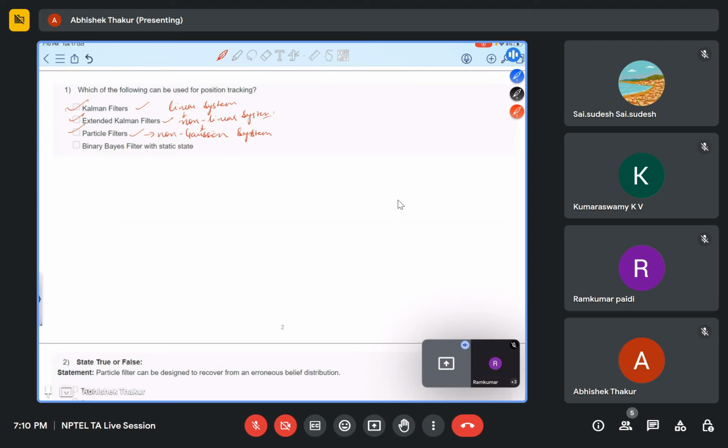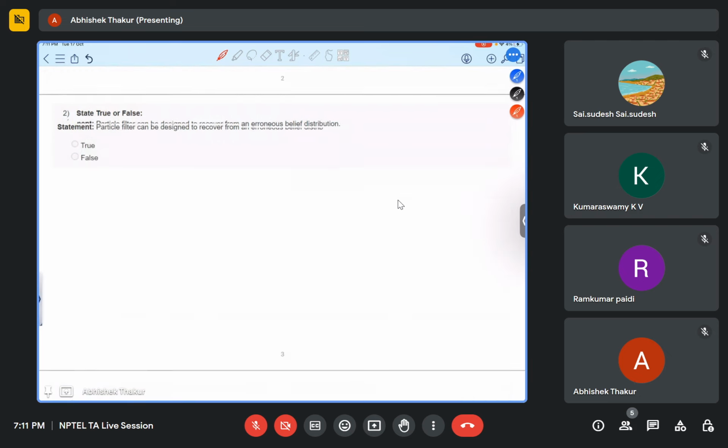For linear system, Kalman filter is used. Extended Kalman filter is like the next version of Kalman filter, which can track the position for the linear and non-linear system. And third is a particle filter that can be used for the linear system, non-linear system, as well as non-Gaussian system. So for question one, option A, B, C is the correct answer.